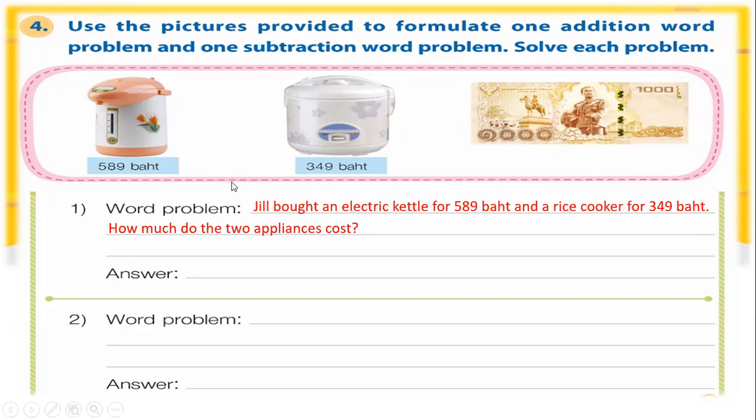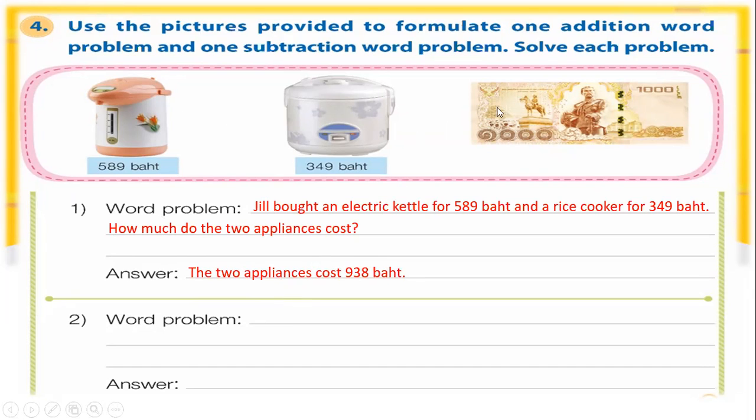Okay, so the first problem, if you'd like to make one of addition, we can make the problem like this: an electric kettle for 589 baht and a rice cooker for 349 baht. The question we can make is, how much do the two appliances cost? So we have to add the cost of the electric kettle and the rice cooker, and then we will have the answer. The two appliances cost 938 baht. So this is one word problem we make for addition.